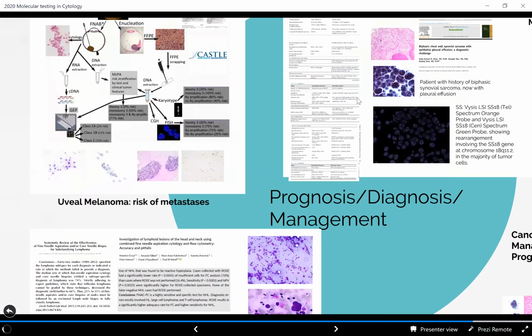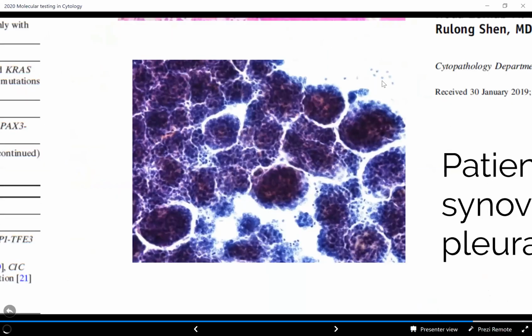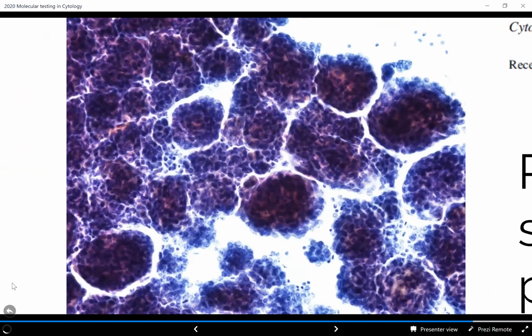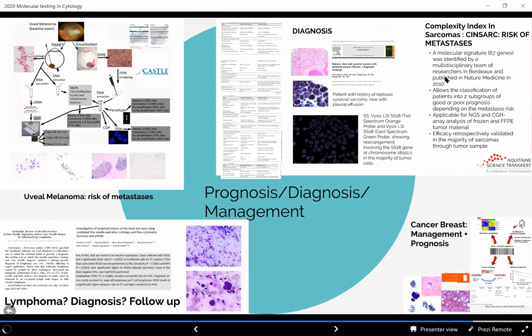Diagnosis, again, obviously in cases of sarcomas, a lot of the time you can use the cytology for that. This is an example of a case that we actually published because it was an interesting case of a biphasic tumor that, once it metastasized to the rib, became an epithelial component. And there is something called the complexity index called CINSARC, which is a French company. And this divides patients with sarcoma into 2 different groups.